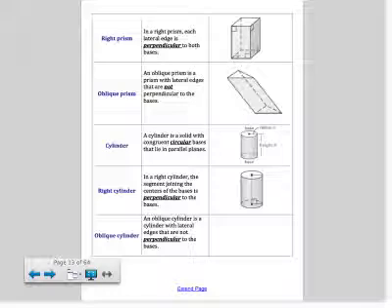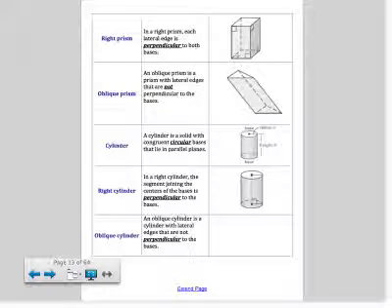Okay, so a right prism is a prism in which each lateral edge is perpendicular to the bases. An oblique prism, they are not perpendicular. Okay, so you have two diagrams there that show you what we're talking about.